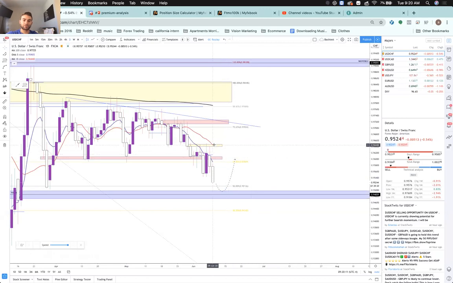So that's what we'll wait for. I can clear this up. Always want to clear charts up a little bit. I'll leave that one on. So we'll wait on USD CHF.